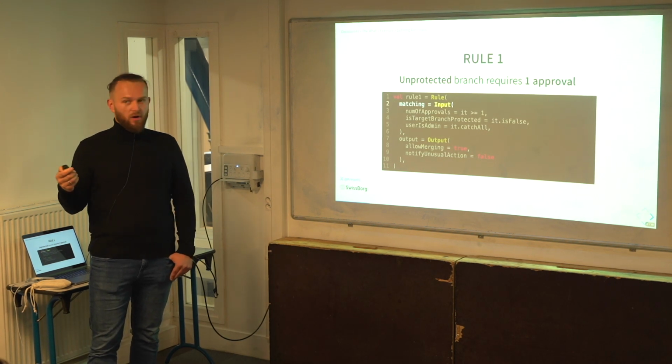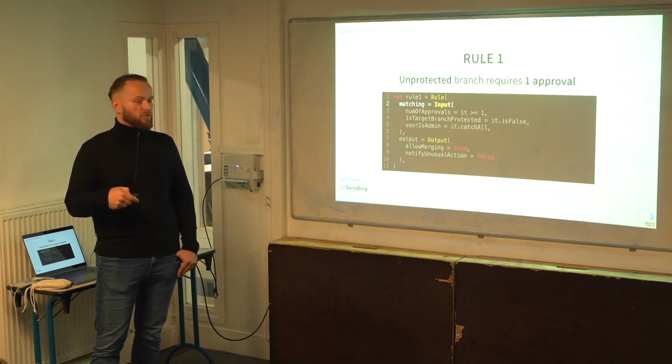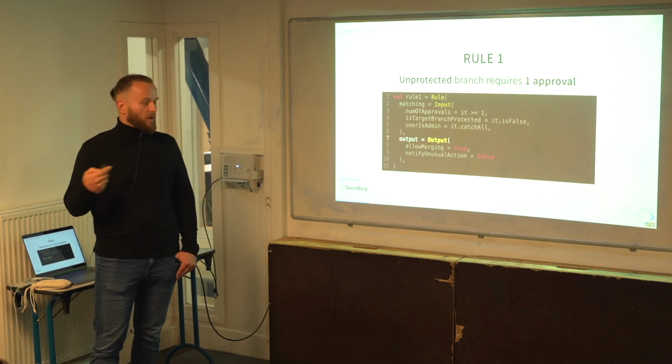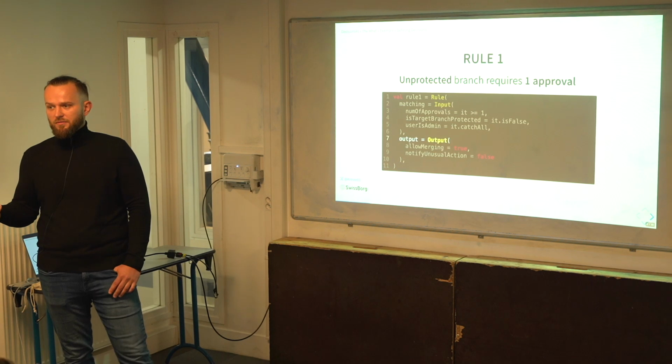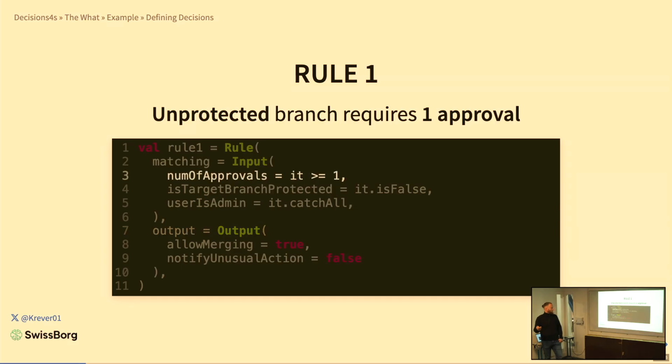We have 2 parts of a rule. We have the matching logic, so all the conditions that have to be met, and we have the output, so what the given rule provides. Okay, so in that case, we say that number of approvals has to be bigger than 1, target branch has to be not protected, and we don't care if the user is an admin or not. We say that we allow merging and that we don't notify about unusual action.